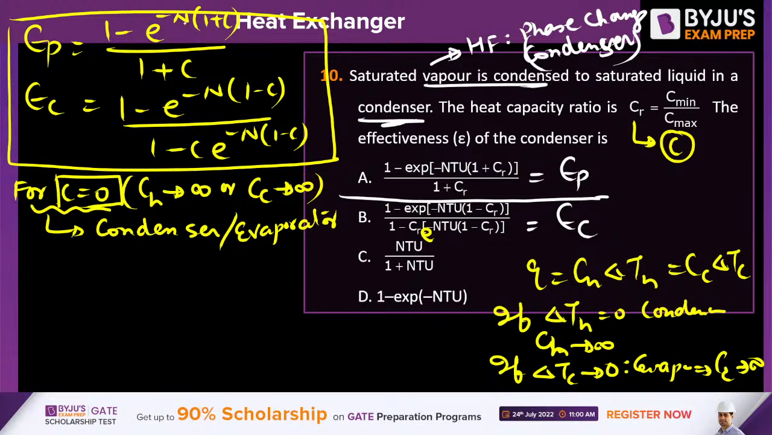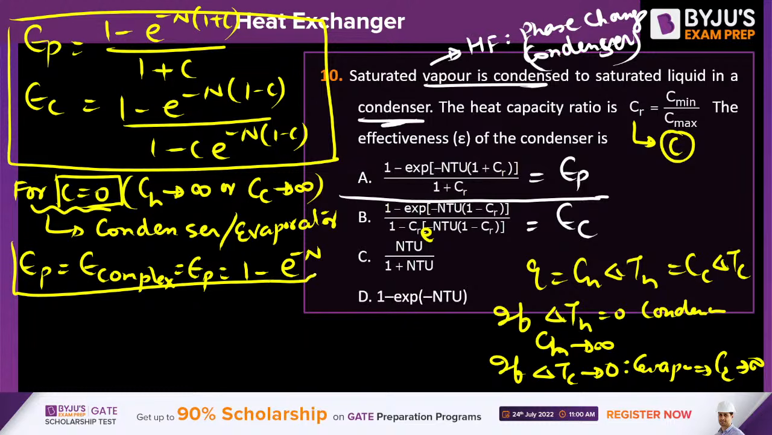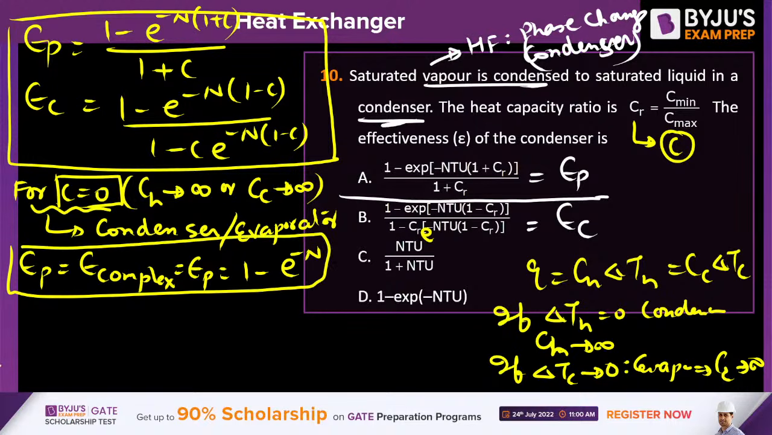And for C is equal to 0, if we put C is equal to 0 in those formulas, then effectiveness of parallel is equal to effectiveness for counter. Effectiveness will be the same. That will be 1 minus e to the power minus NTU. That is for C is equal to 0. It is the case of condenser, which means C is equal to 0. So the correct answer is option D.